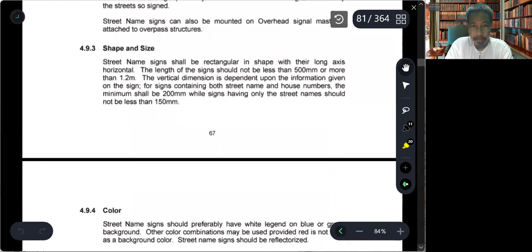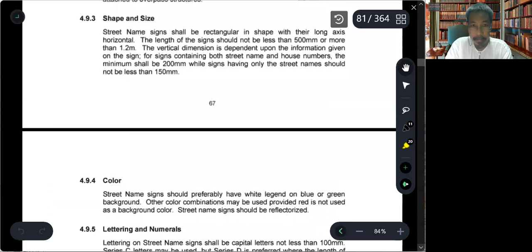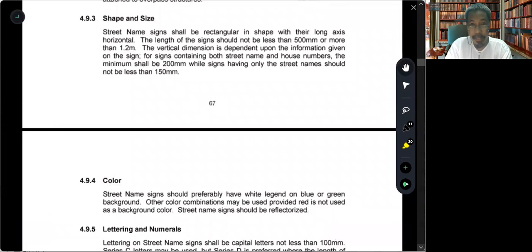Shape and size must conform to this standard. The length of the sign should not be less than 500 mm or more than 1.2 meters. So from 500 to 1,200 mm. And the minimum vertical dimension shall be 200 mm, while signs having only street names should not be less than 150. So 150 to 200, and 500 to 1,200 mm.